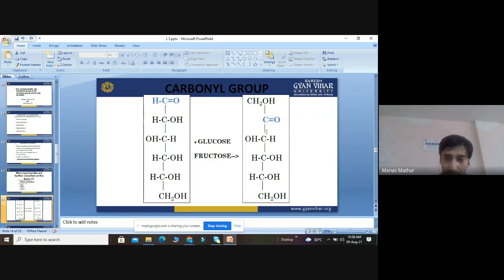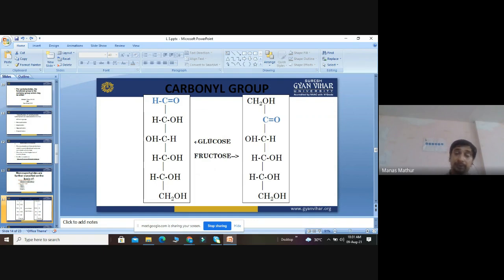Carbon chains are same. See, CH2 is same. The 5th carbon position is same. The 4th carbon position is same. The 3rd carbon position is same. The difference lies where? First and second position. Because it is having the aldehyde group, it is called glucose.